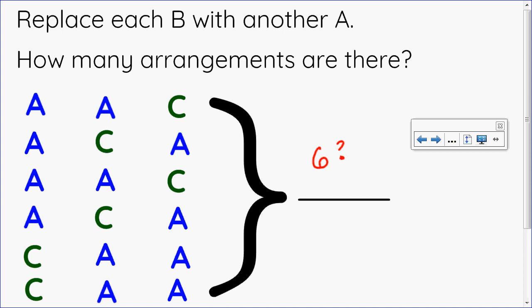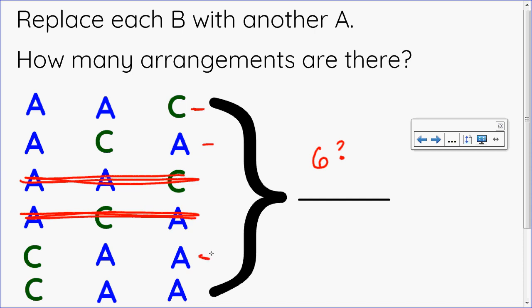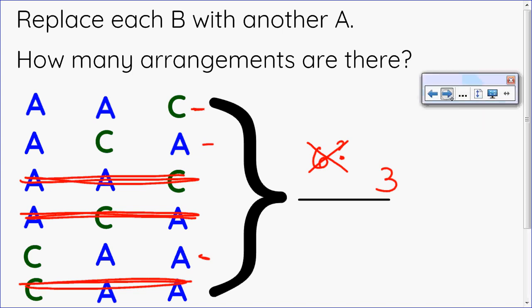Well, looking at that, I can see some doubling up. For example, this one arrangement here of AAC is the same as this one, so I wouldn't count that twice. This arrangement of ACA is the same as that. And this arrangement of CAA is the same as this. So I actually don't have 6 arrangements. Because I have 2 that are duplicated, I now only have 3 arrangements. Well, let's see why that is.